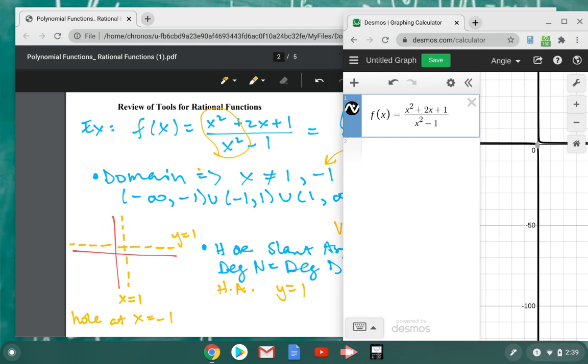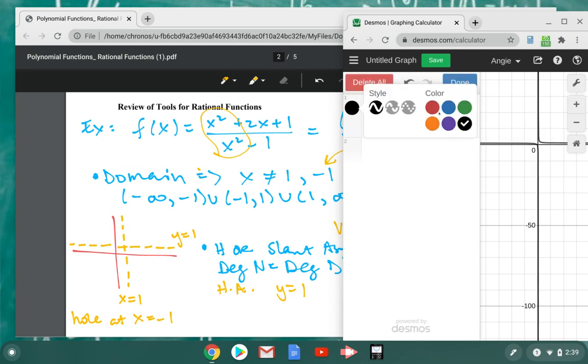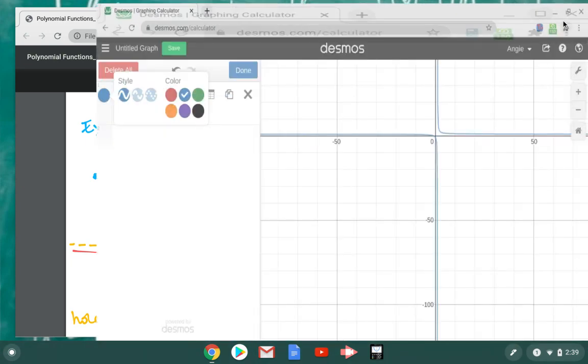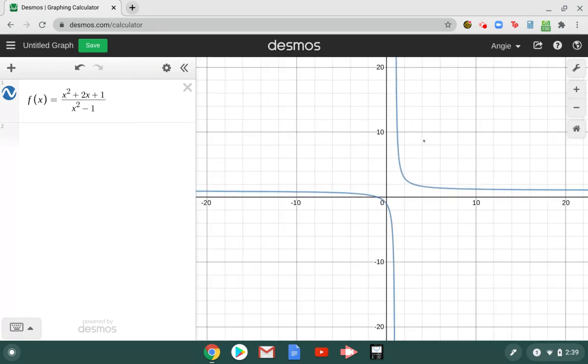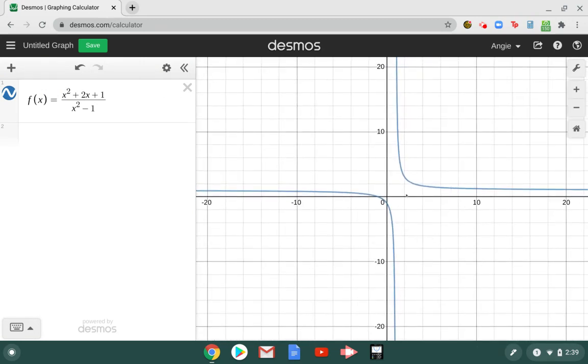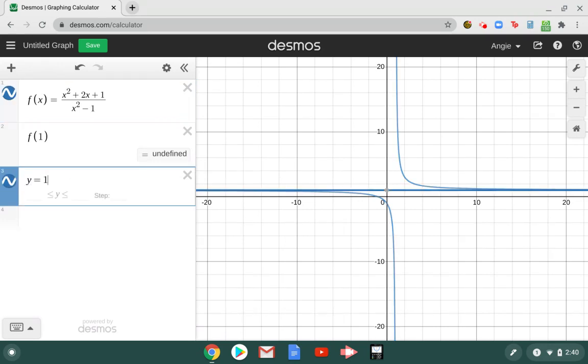Okay, let's take a look. Let's change this from black also. Go to settings, and I'm just going to choose a nicer color like blue. Give myself a little bit of a different viewing window here, and I can see that it looks like I do have a vertical asymptote there at 1. If I evaluate my function at 1, it should be undefined, and it is. With that horizontal asymptote, I can actually type it in. So it looks like my y values are approaching 1. Do you see those y values go from 0.89 to 0.9? So I can also type in here y equals 1.